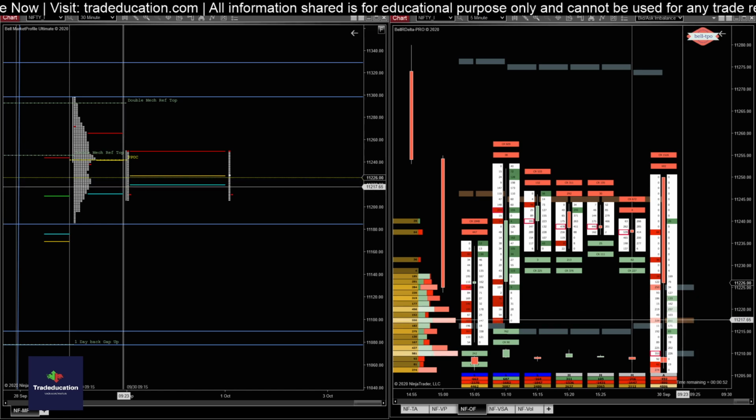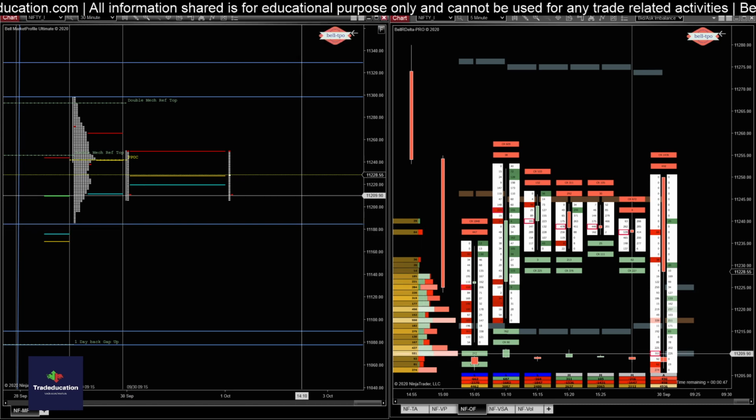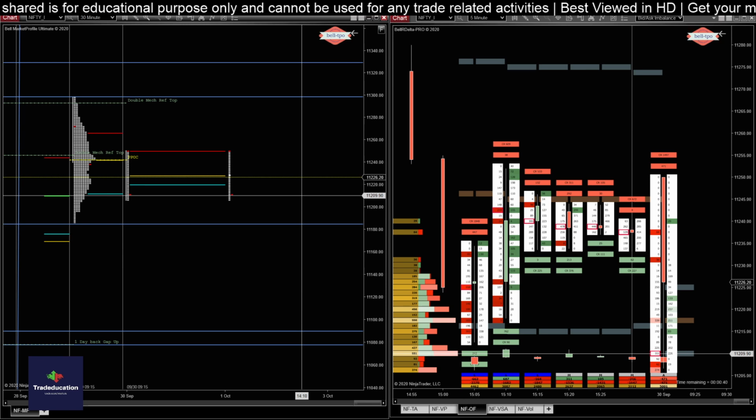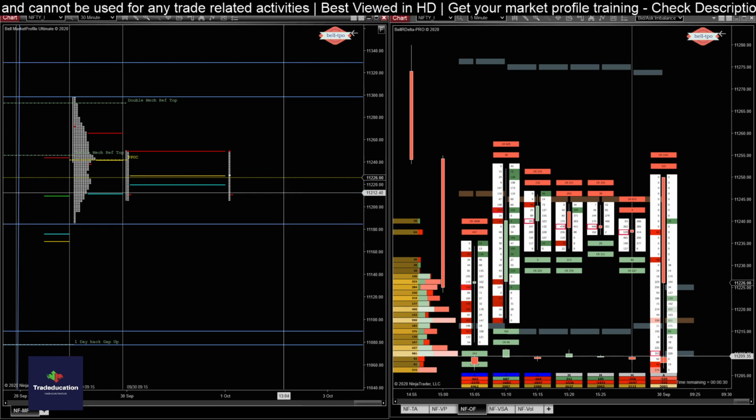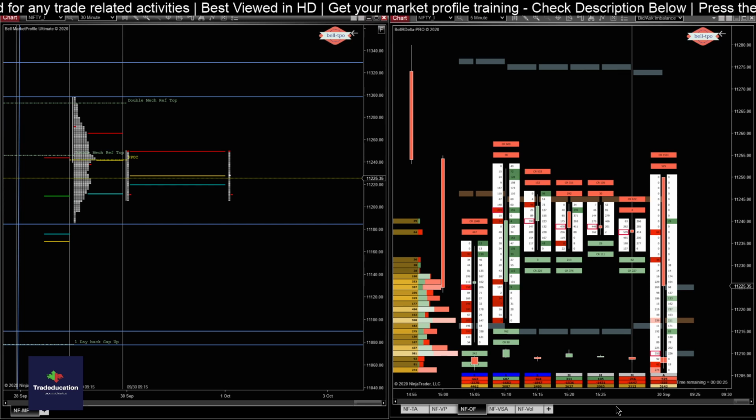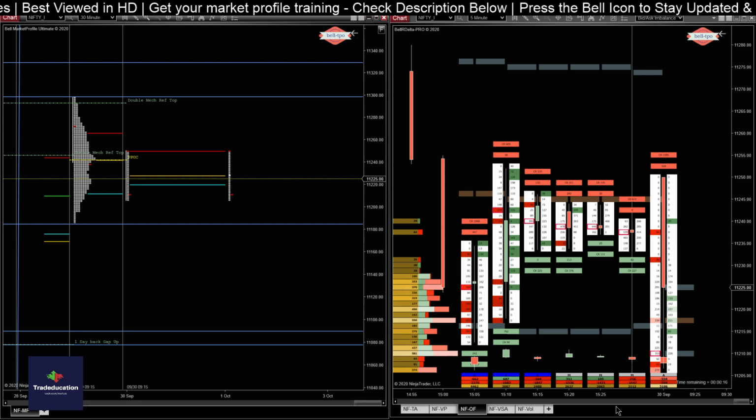Okay, so it just tagged the VWAP, and now buyers are stepping in. Still 36 seconds to go. So let the auction end, but I'm expecting continuation to the lower side. If that does not happen, then something has changed in the markets.